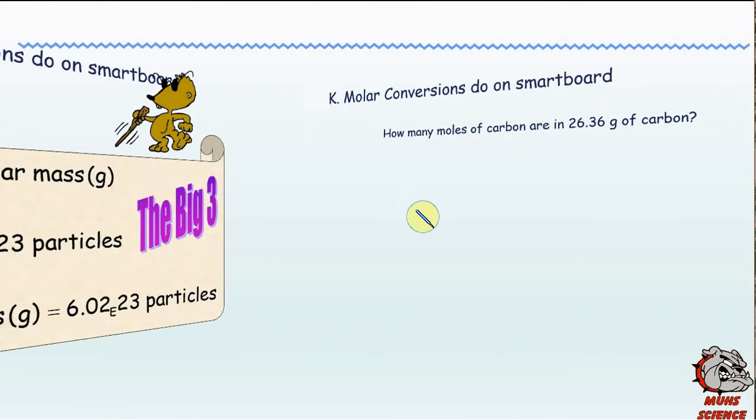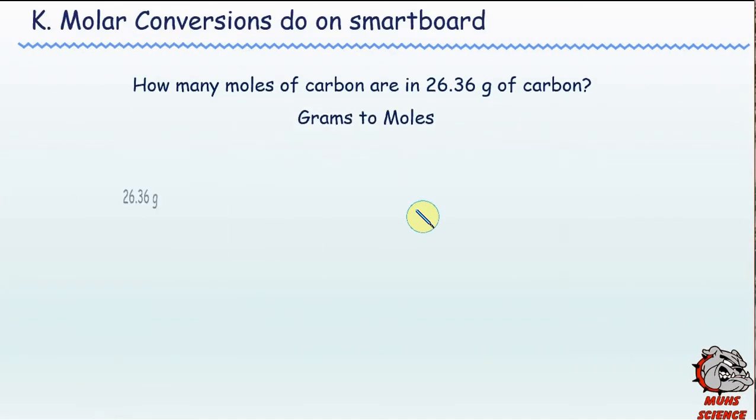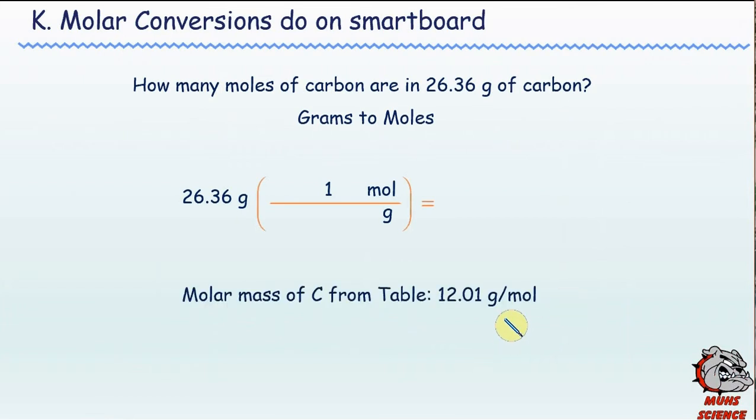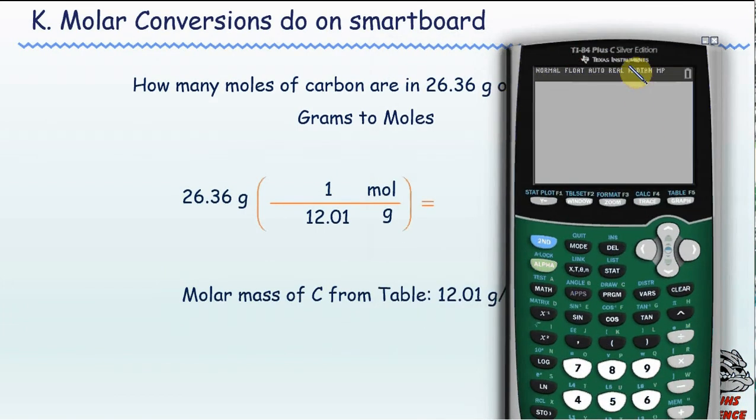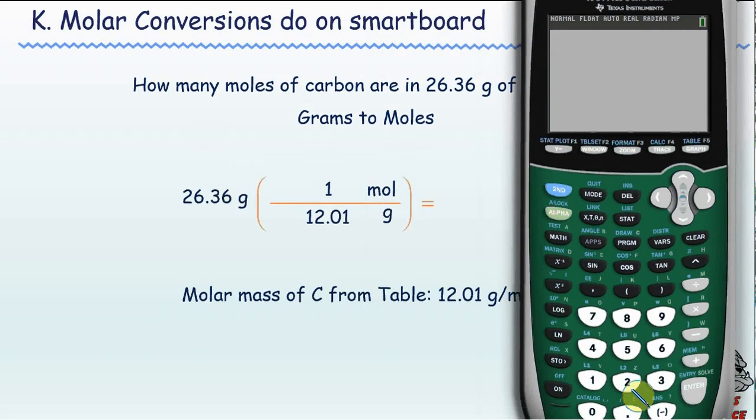So now going back to here, we've set up grams on the bottom, moles on top. 1 always goes with moles, as we just said. And since this is carbon, we're going to go to the periodic table and look up the mass of carbon, 12.01, and that's what we're going to put on the bottom here. And now we can make our calculations. So if I put in 26.36, and I'm dividing by 12.01.